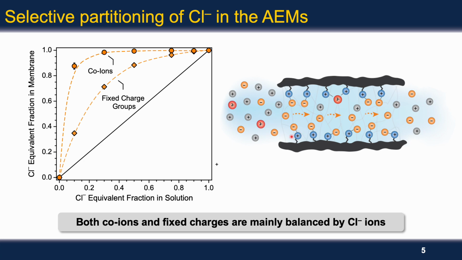The partitioning results are shown in this equilibrium plot, where we see that the co-ions in the membrane are primarily balanced by chloride ions, and so the sodium ions that are governing the transport in this concentration-driven experiment are bringing along mostly chloride ions with them, which contributes to the high selectivity. We also found that the fixed charge groups on the polymer are also balanced by the chloride ions, which means that the polymer also likes to interact with chloride over sulfate selectively.